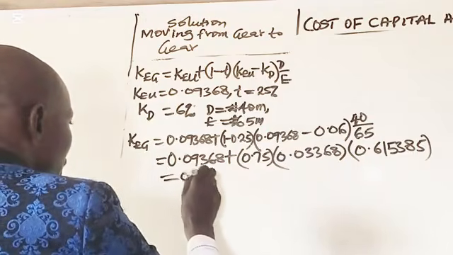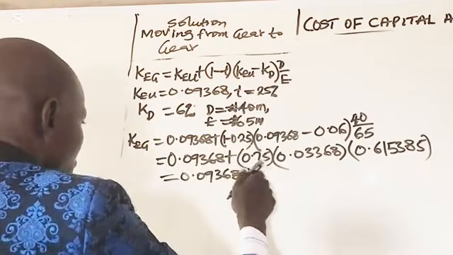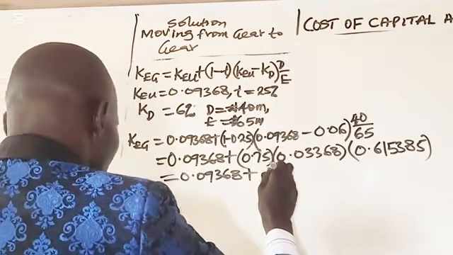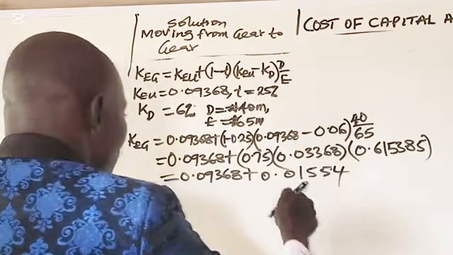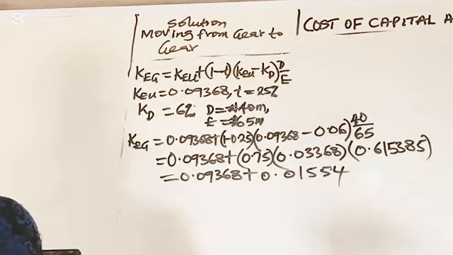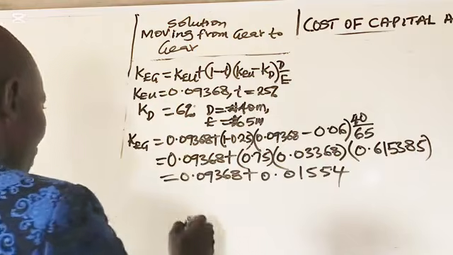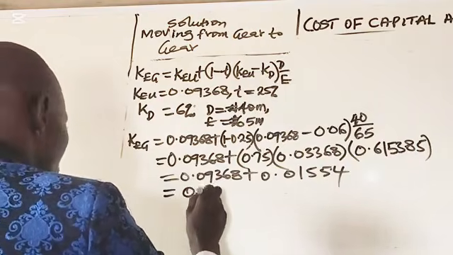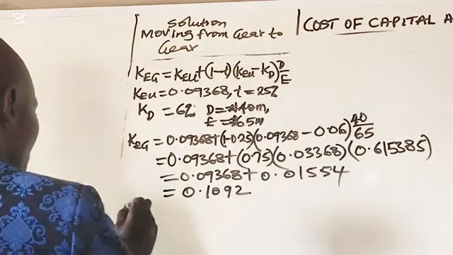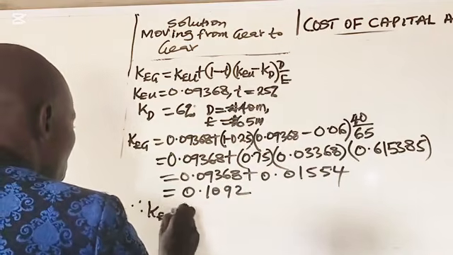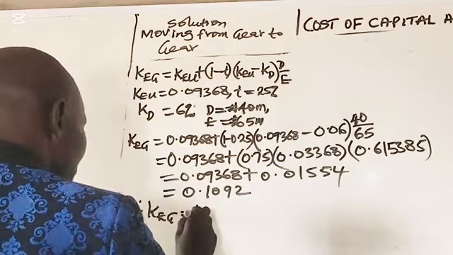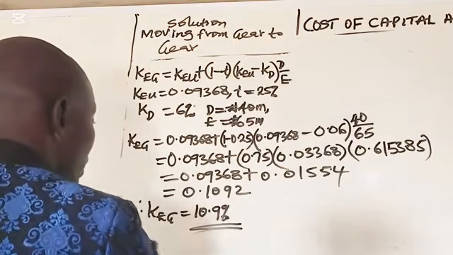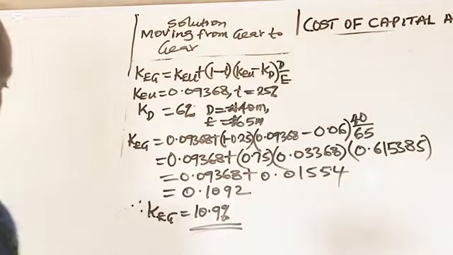So we have this is 0.09368 plus this one is 0.01554. If you add it to this, plus 0.09368, we have 0.1092. Therefore, KEG equals to, if you convert it to percentage, multiply by 100, 10.9%. So that is the cost of equity of a geared company.